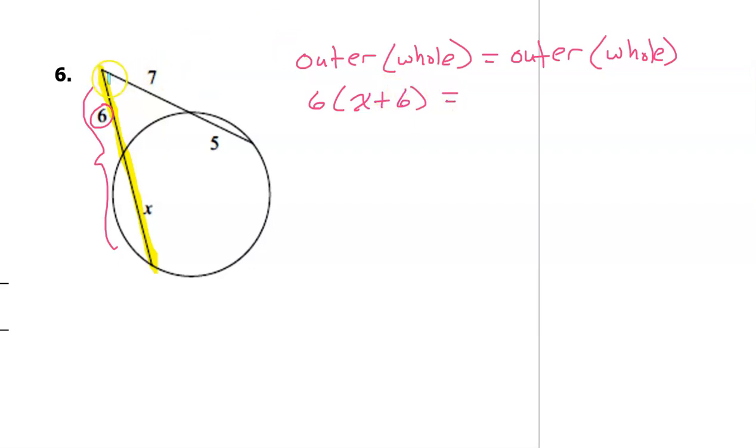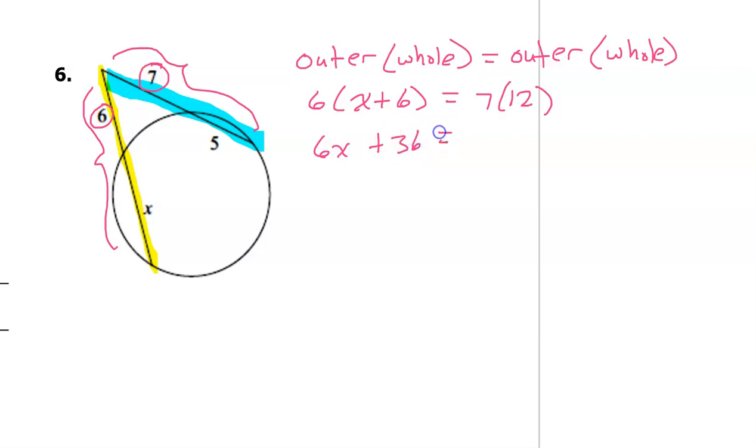Now for the other secant line right here, the outer number is the 7 outside the circle. And then the whole number is going to be the 7 plus the 5. So the whole is going to be 12. So distributive property here gives us 6x plus 36 is equal to 84. Let's subtract 36 from both sides.